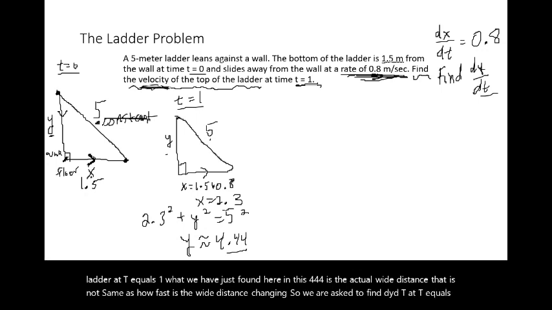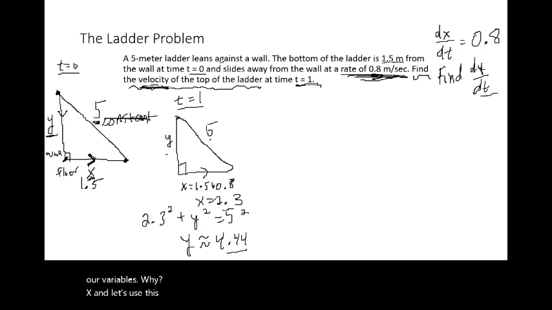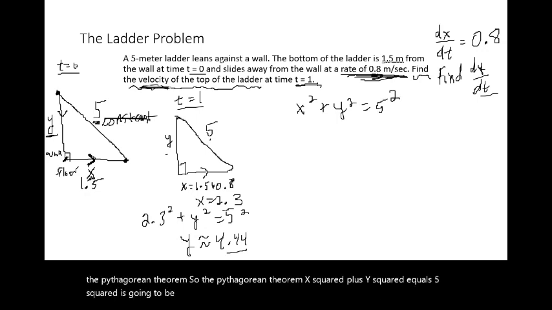So this is where finding an equation that relates all of our variables is going to come in. We have our variables y, x, and let's use this constant 5. What equation can relate the 3 sides of a right triangle? That's the Pythagorean theorem. So the Pythagorean theorem, x squared plus y squared equals 5 squared, is going to be the equation that relates all of our variables.